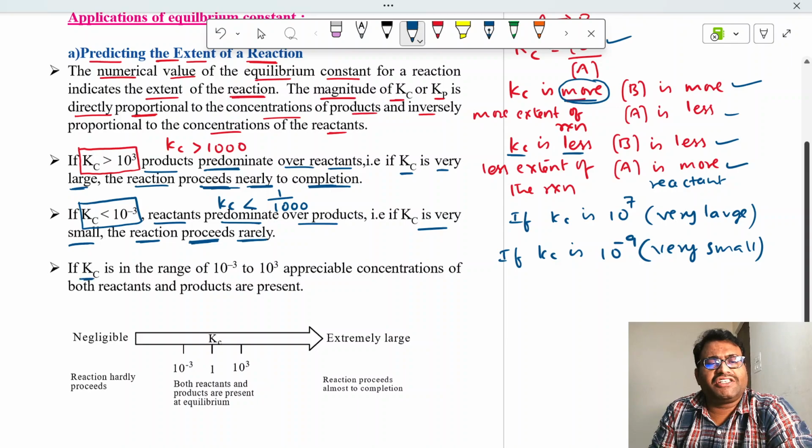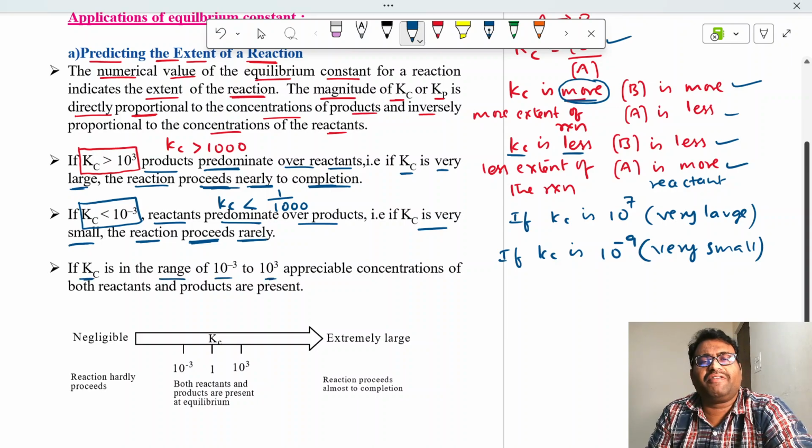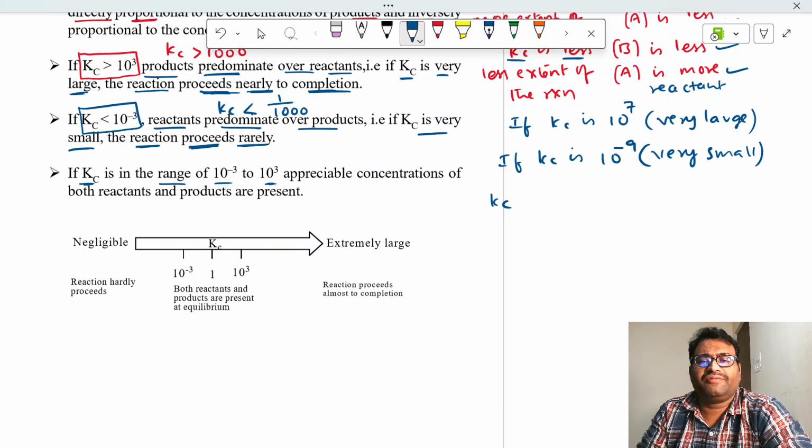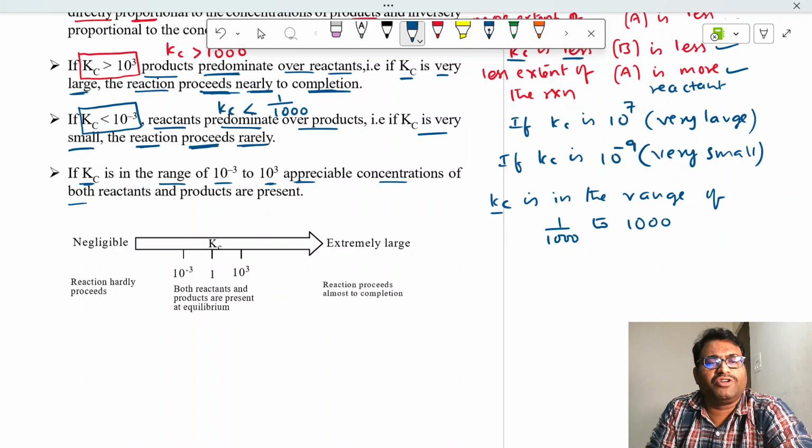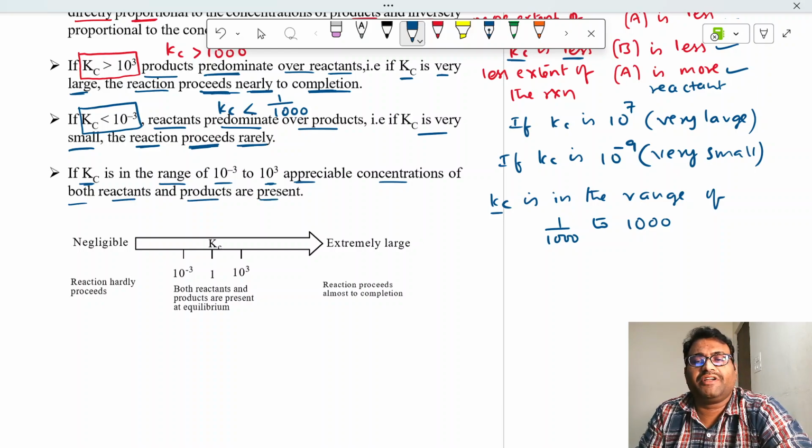So if Kc is in the range of 10 power minus 3 to 10 power 3, what is the meaning of that? If this Kc is in this range, 1 by 1000 to 1000, then appreciable concentrations of both reactants and products are present. That means there will be some relation between reactants and products.